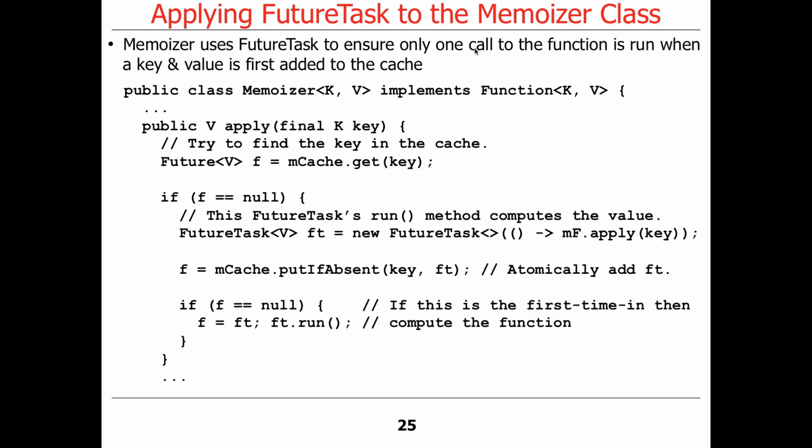Yes, Marion? Why would we check for null again? Why would we what? Why would we check for null again in the return? Why would we check for null again?